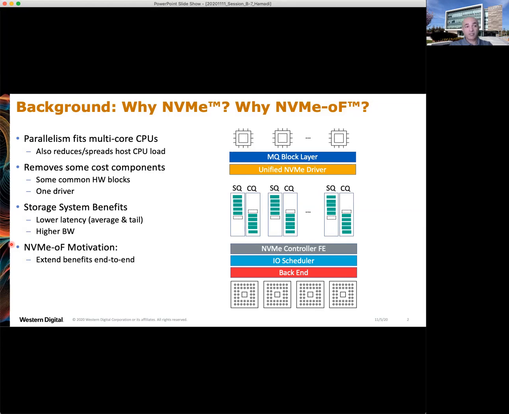NVMe attempts to remove some cost components by reusing hardware building blocks. This can vary from one design to another. NVMe is an efficient protocol that requires minimal processing on the host side within the application, within the storage stack, going to the operating system drivers and so on. NVMe can generally enable high bandwidth due to its efficiency.